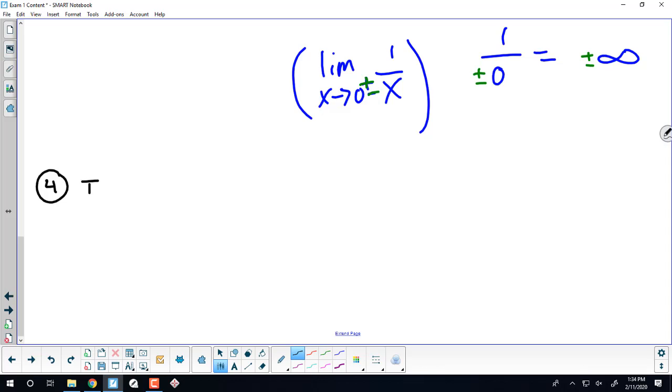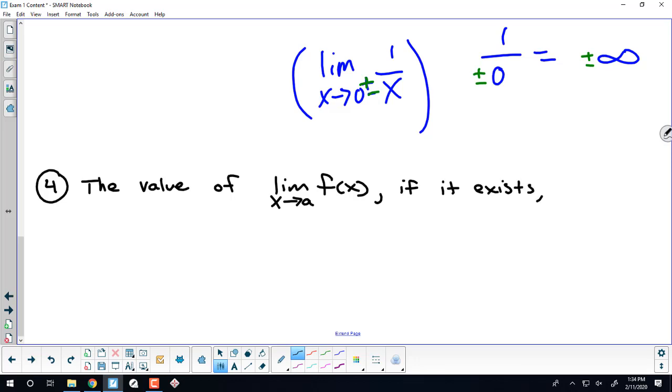So the value of the limit as x approaches a on f of x, if it exists, is found by evaluating f of a.